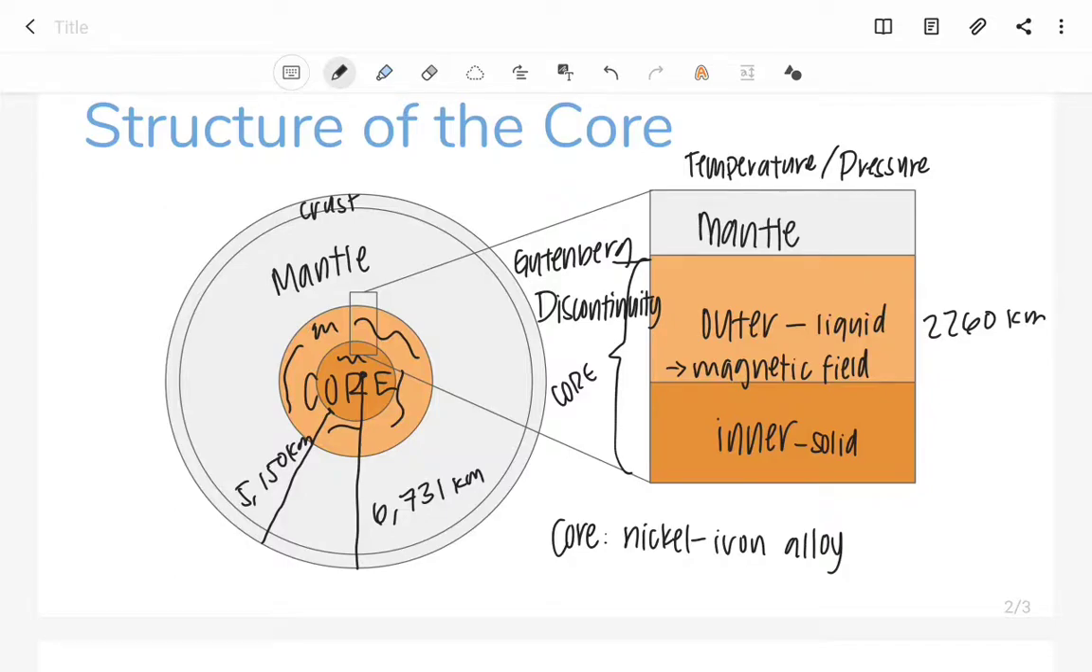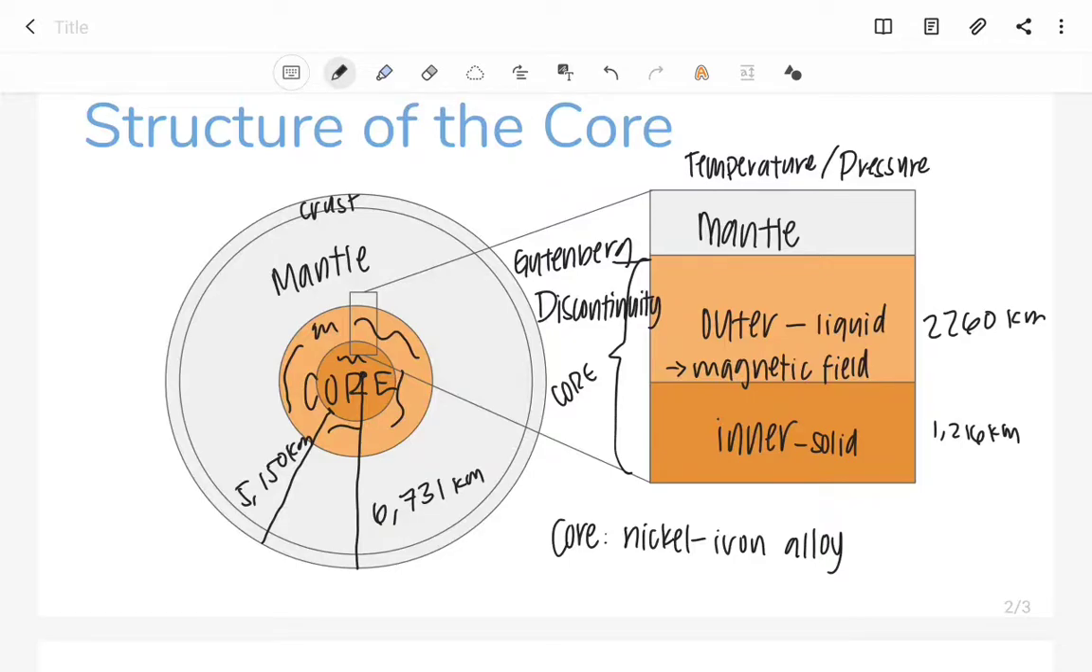So all that pressure outweighs the temperature and causes the inner core to be solid, as opposed to the liquid outer core. And this inner core is, of course, a smaller layer than the outer core, and its radius is 1,216 kilometers. So that's the thickness of that layer.